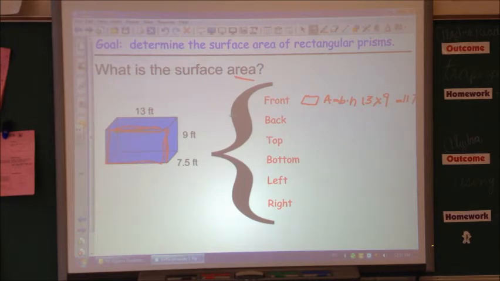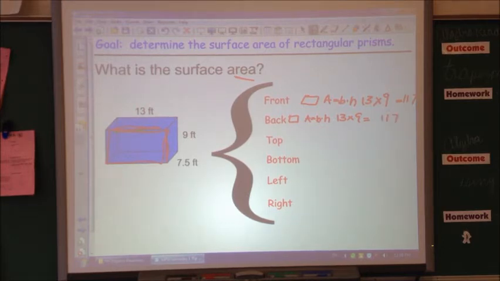And remember, the back is just the same as the front, so I'm just going to copy that, draw the same shape, same formula because it's a rectangle, base times height, so it's exactly the same as the front: 13 times 9, which equals 117.